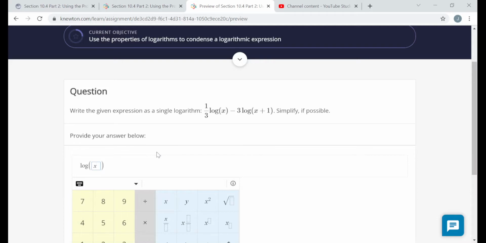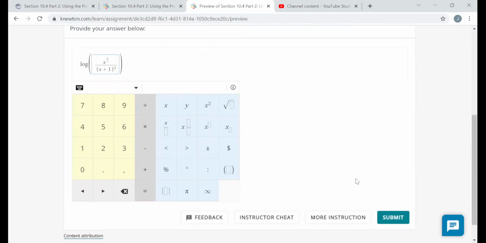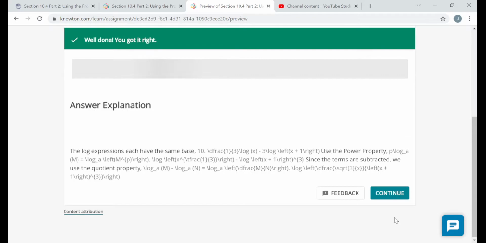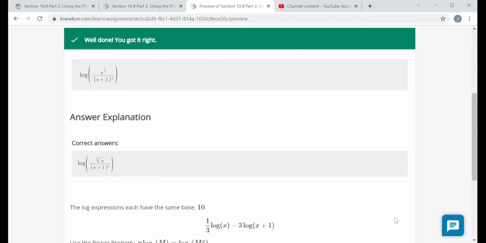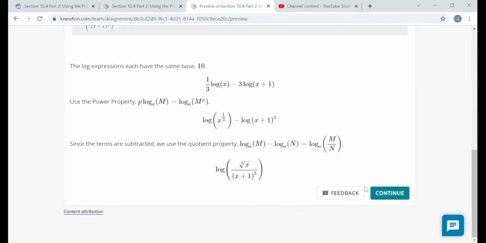Right? It would be x to the 1/3 power, divided by the quantity x plus 1 cubed. Right? And that should be good, unless they want us to enter the cube root of x, but that should be enough. Yeah, see, they changed it to the cube root of x, but it's the same thing as x to the 1/3. Right? Wonderful.